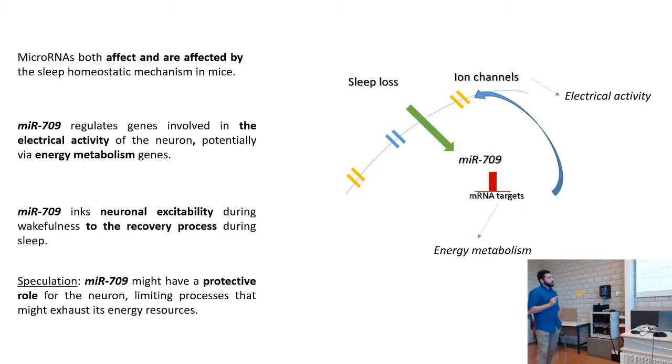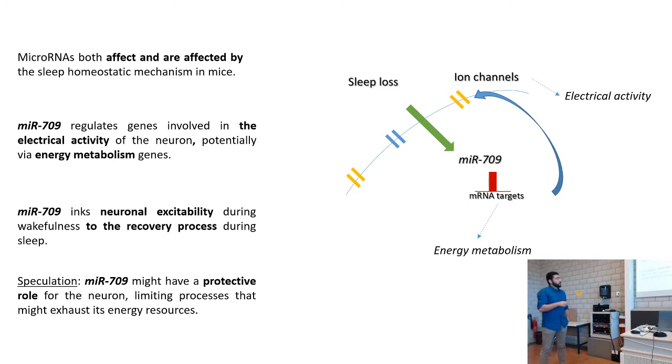So this is exactly where we are now. And this, for now, is the end of this project. Having shown that microRNAs both affect and are affected by the sleep homeostatic mechanism in mice, 709 regulates genes involved in the electrical activity, potentially via regulating energy metabolism of the cell.